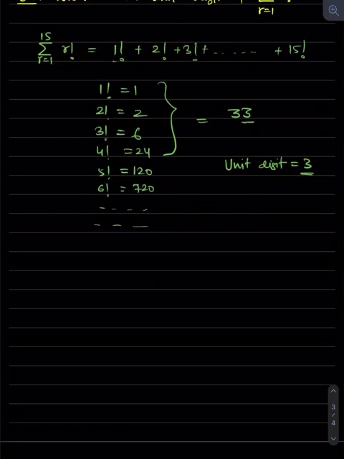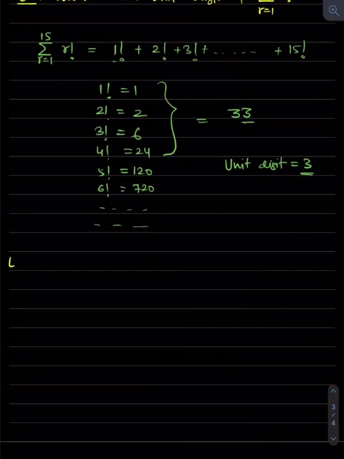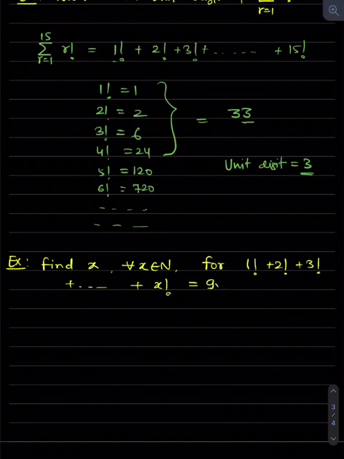Okay, so now we will take the next example. Find the value of x. Okay, so what is x? For all x belonging to natural numbers, 1 factorial plus 2 factorial plus 3 factorial plus dot dot dot up to x factorial is equal to 9y, but y is an integer.